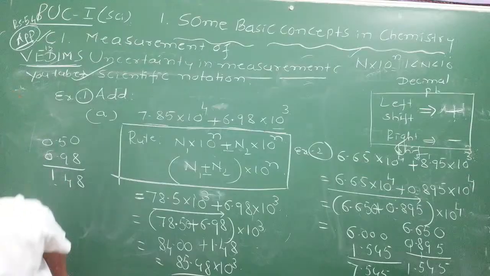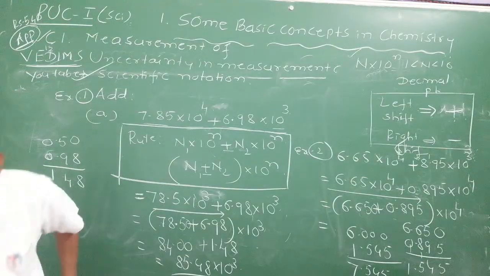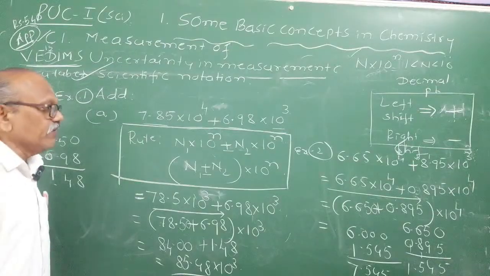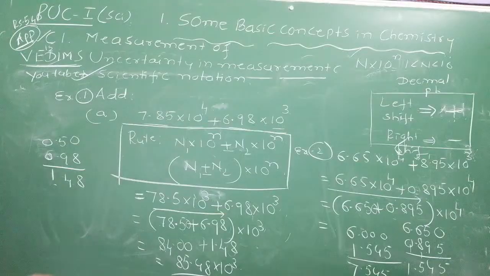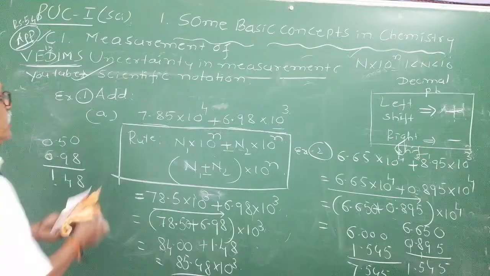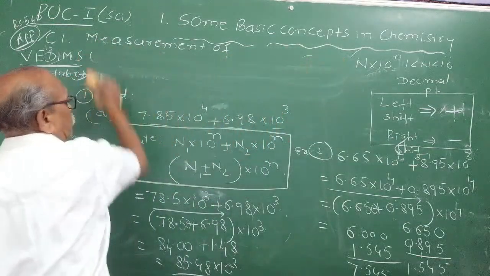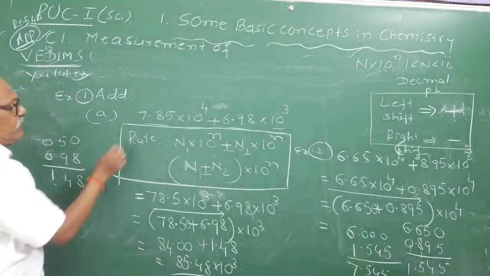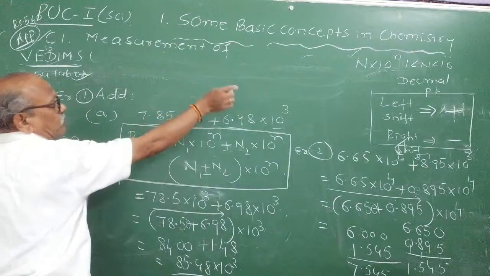7.545. Don't understand? Okay, I will repeat. Which one you are not understanding, I will repeat, because you have not studied at school level. See, have you understood scientific notation? Observe here. I will repeat addition of decimal numbers. Understood at least what is scientific notation?